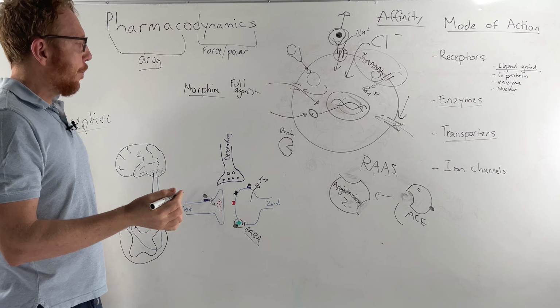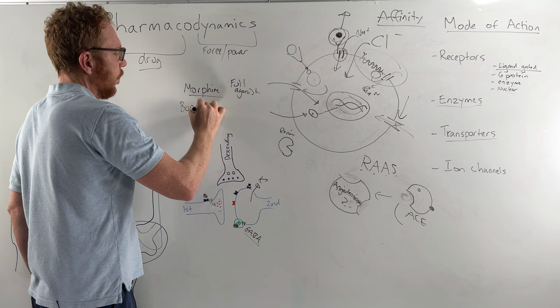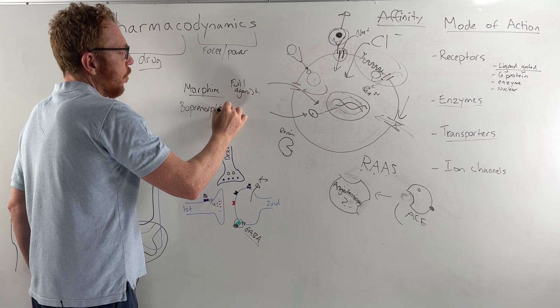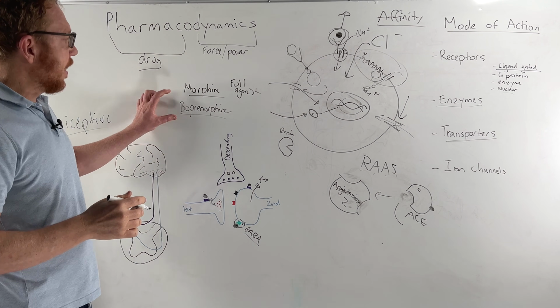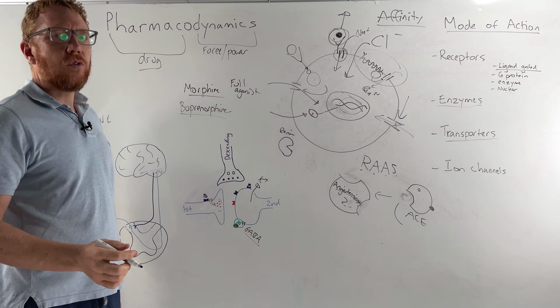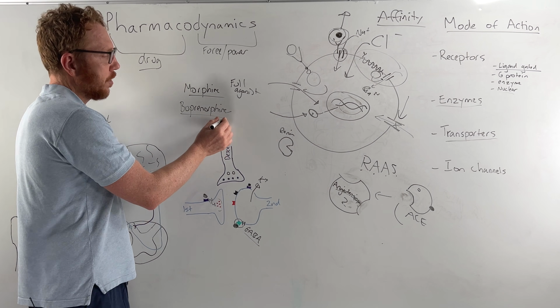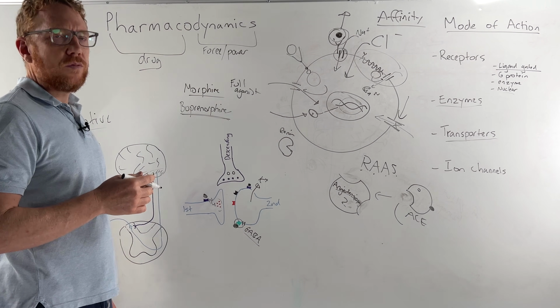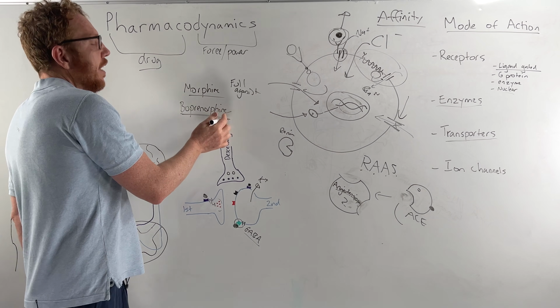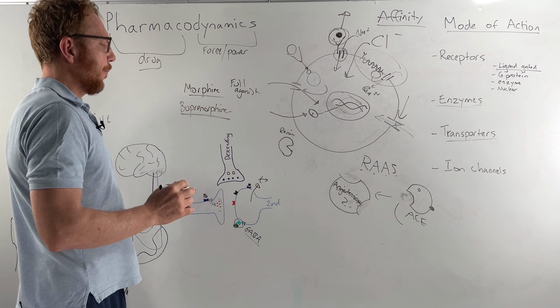Now, a partial agonist would be buprenorphine. Buprenorphine is also an opioid, but it has a submaximal response compared to morphine. It still binds to these receptors but doesn't produce such a maximal response. Buprenorphine can be useful to reduce addictions and certain qualities like that we saw with morphine.